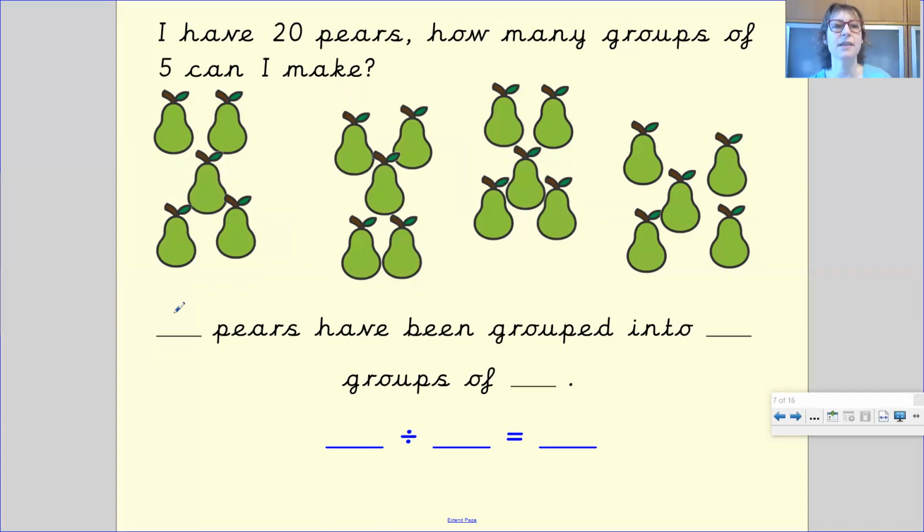So I started with 20 pairs. I've grouped them into 4 groups and I have got 5 pairs in each group. So 20 shared equally between 4 groups will give me 5 pairs. So 20 divided by 4 equals 5. Can you say that one with me? 20 divided by 4 equals 5.